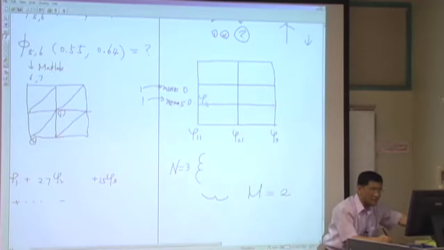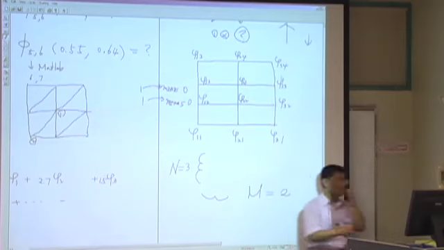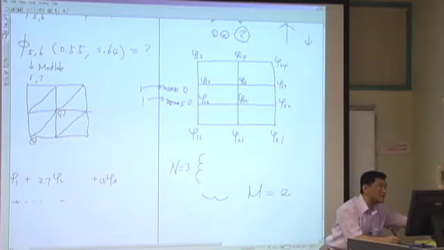Phi 1, 2, phi 1, 3, and then phi 1, 4. Right? Phi 2, 2, phi 2, 3, phi 2, 4, then phi 3, 2, phi 3, 4. Right? What is wrong? This is not 3, 4.